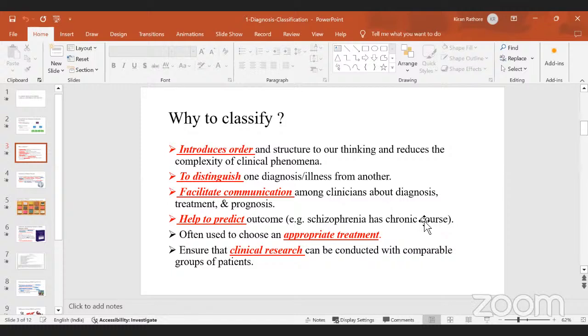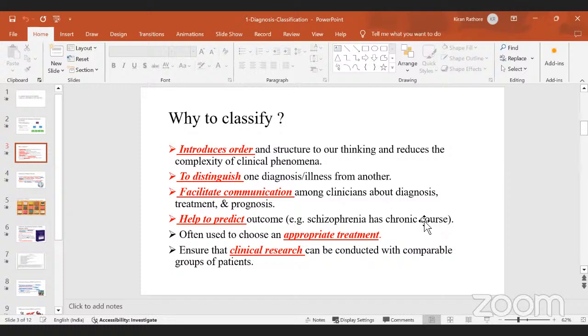Okay, so this classification system facilitates communication among clinicians regarding diagnosis, treatment, and prognosis. Prognosis means the outcome, and it helps to predict outcome also. Depending upon which mental illness the person is suffering from, and which category or criteria the person belongs to, because of this classification system we also have a tentative idea of what type of course the person's illness is going to take. We can even predict the outcome.